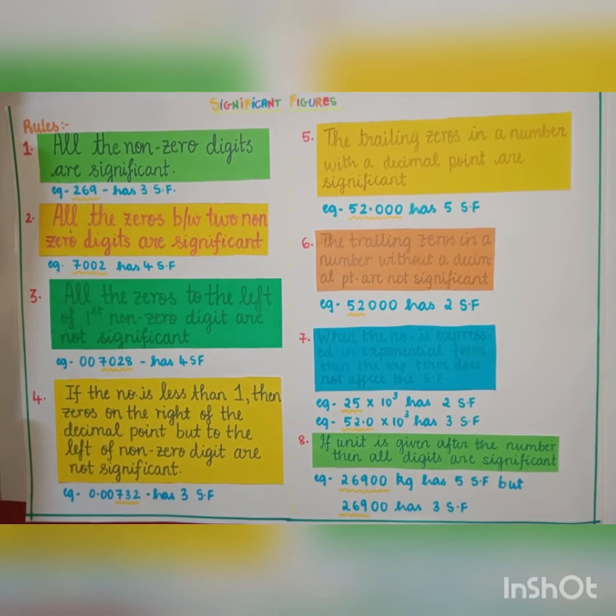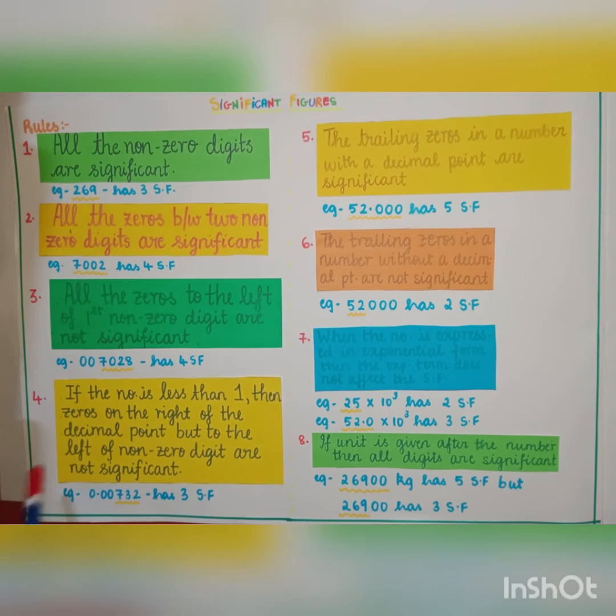But according to rule number 3, since these zeros are coming to the left of our first non-zero digit which is 7, they will not be considered significant. Therefore I can say that in this example I have only 4 significant figures which are 7, 0, 2 and 8, which are underlined in yellow. I hope you are all clear with rule number 3. So I will now move on to rule number 4.